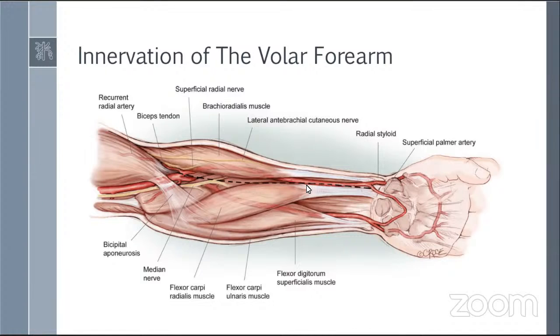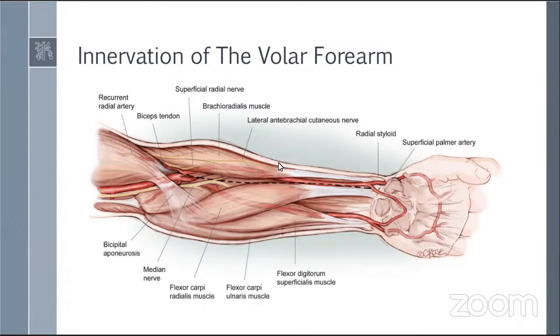The 2 nerves are the lateral antebrachial cutaneous nerve and the superficial radial nerve, the superficial branch of the radial nerve. These are 2 sensory nerves that supply the volar part of the forearm and the dorsal part of the hand, which can be injured during your harvesting.